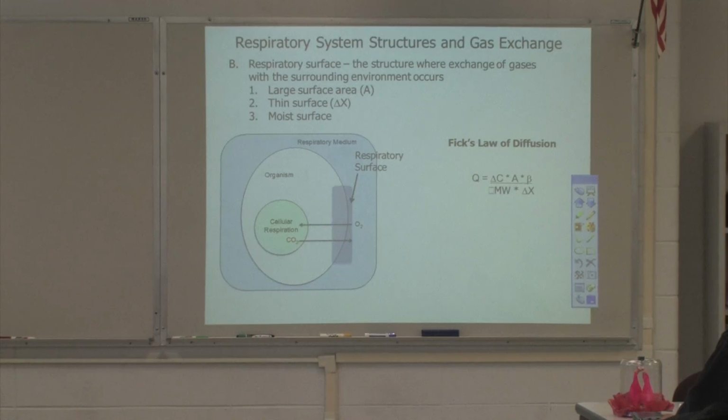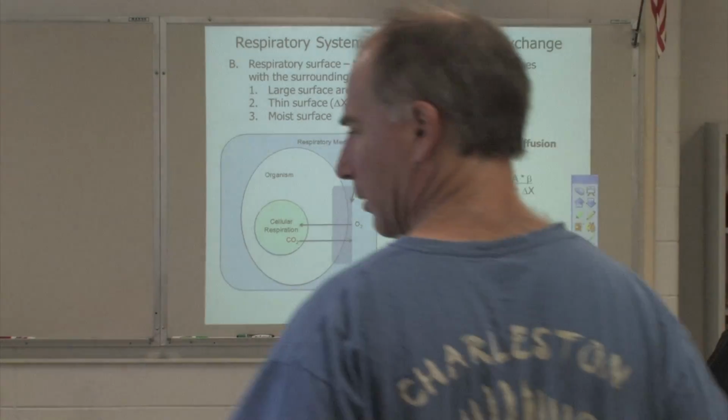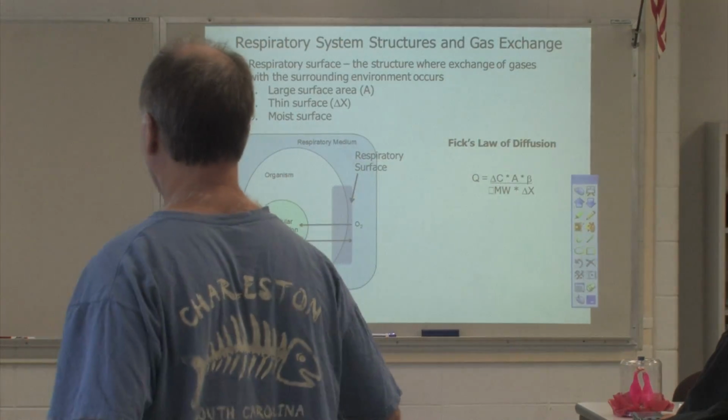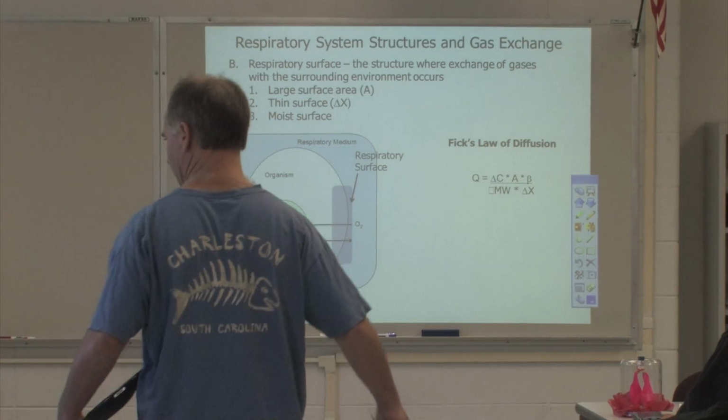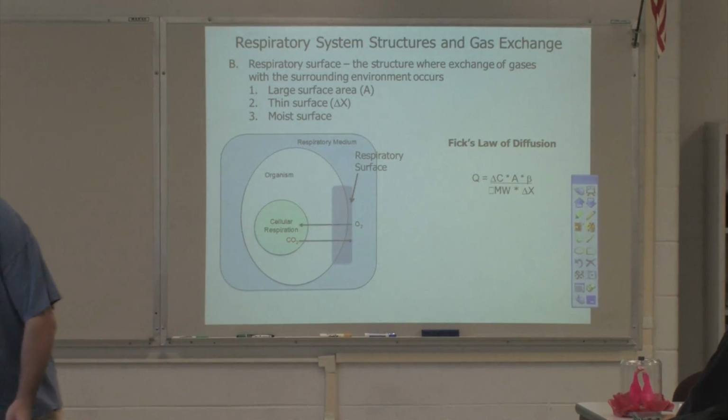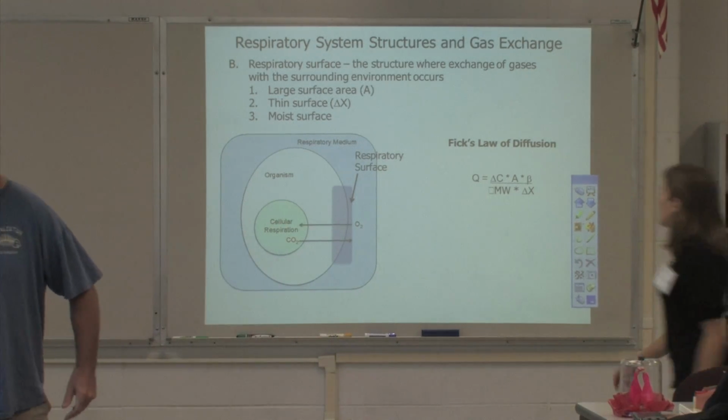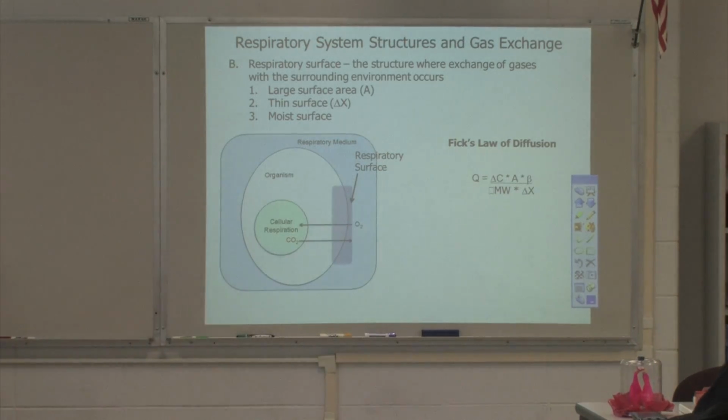A is the surface area. Again, it's in the numerator, so if we increase the surface area across which diffusion takes place, the rate of diffusion will increase. Here's a handout for you.